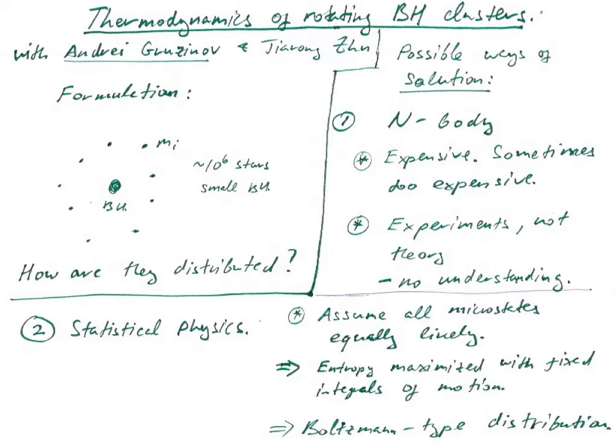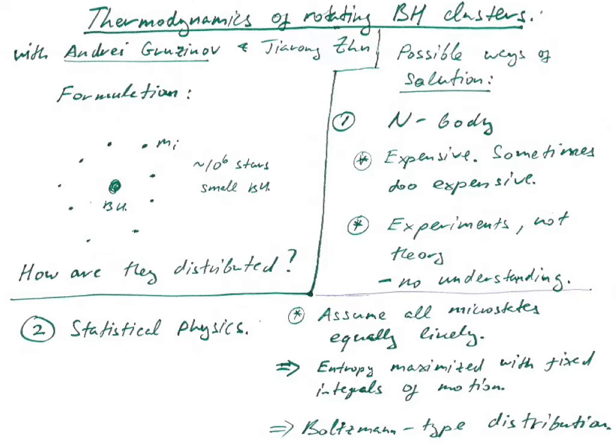So there are two possible ways of addressing this problem theoretically. The first way is n-body simulations. They turn out to be quite expensive, and for the phenomenon that I'm going to describe today, they turn out to be actually too expensive. So the second approach is the statistical physics approach.